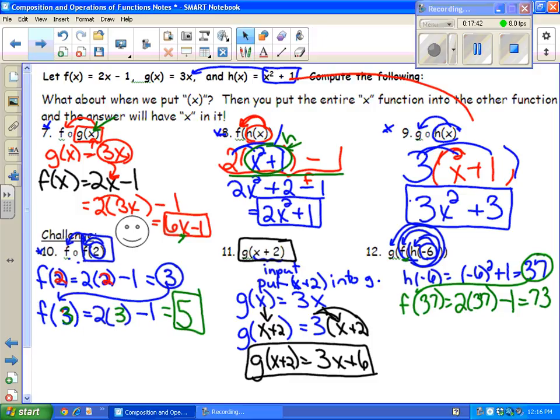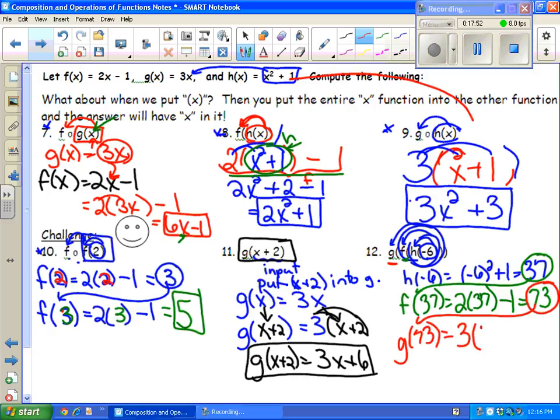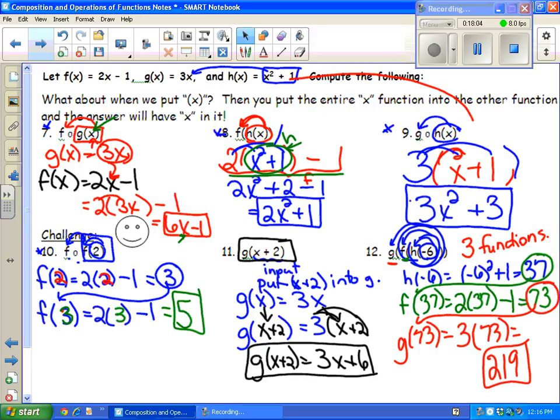Now, where am I going to put 73? Well, 73 is going to go into g. So I'm going to go to g, and I'm going to put 73. The g function is 3 times 73, and 3 times 73 turns out to be 219. In this case, I was building a new function using 3 different functions. All right, this is your composition of functions introduction.